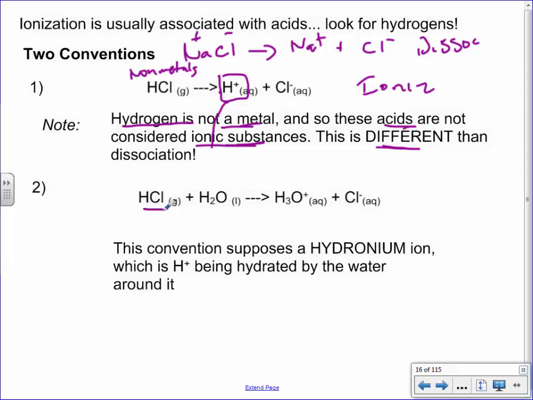You'll notice that we still start with HCl, but now we include water as a reactant. And what we do is we write this thing here called a hydronium ion. It's called H3O+, and I'm going to draw it for you here. I've already drawn water before. Water has a bit of a bend to it. It goes HOH.